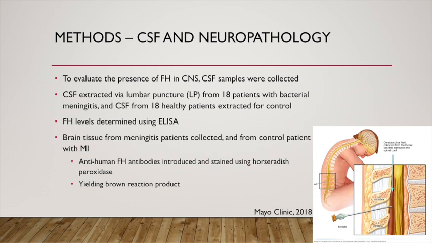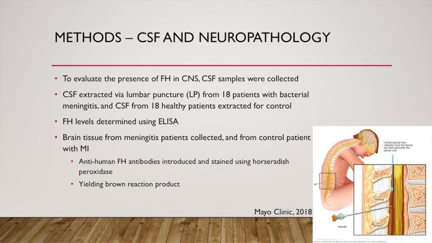They also took cerebral spinal fluid from 18 healthy patients, which would serve as the control group. The factor H levels would then be determined using the ELISA test. Brain tissue from meningitis patients was also collected. Actually, it was only collected from one deceased meningitis patient and also from a control patient who died from a myocardial infarction, or a heart attack as we know it.